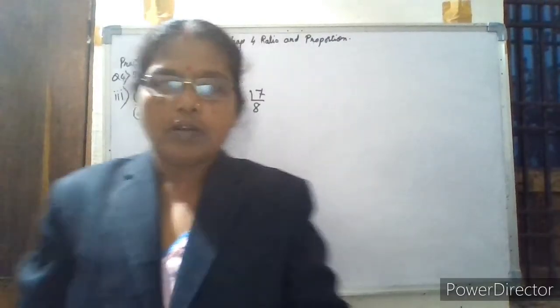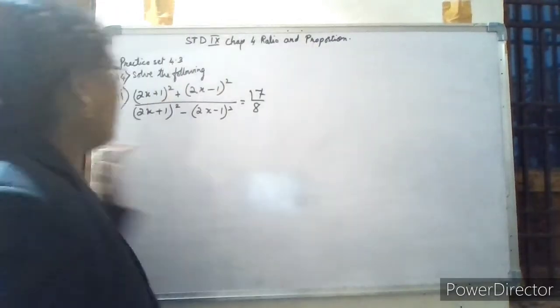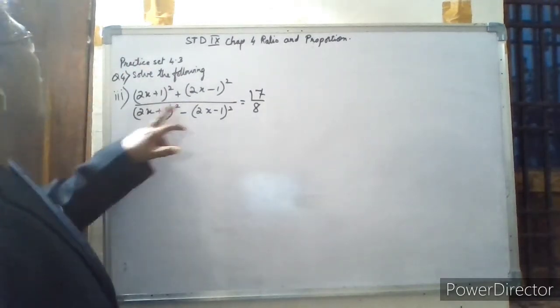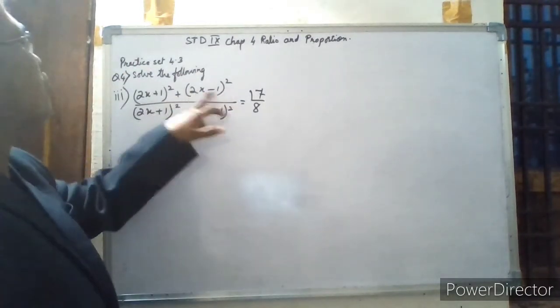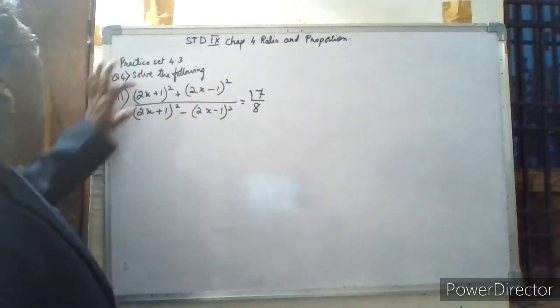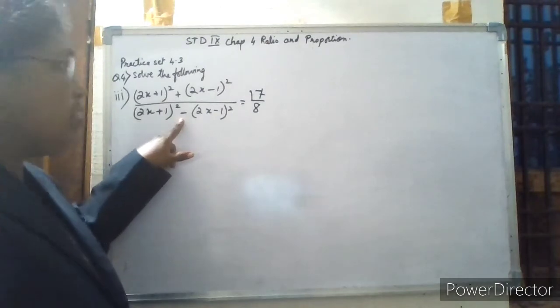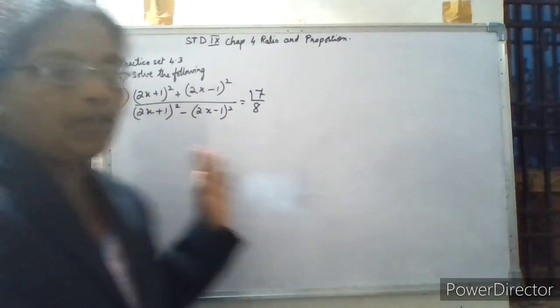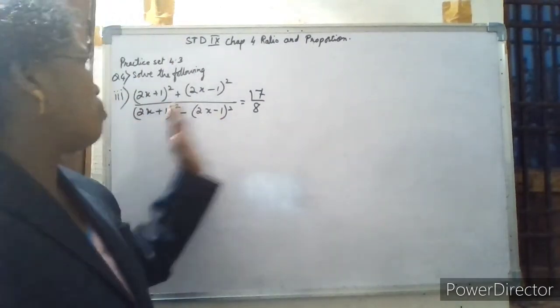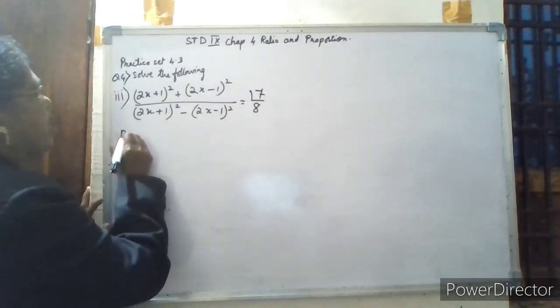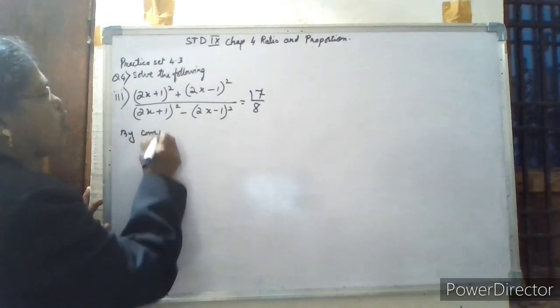Now we will solve the third question. In this question you can see (2x + 1)² plus (2x − 1)². This term and this term are the same, with a plus sign and a minus sign. That means we can use componendo and dividendo and find the value of x. So by componendo dividendo.